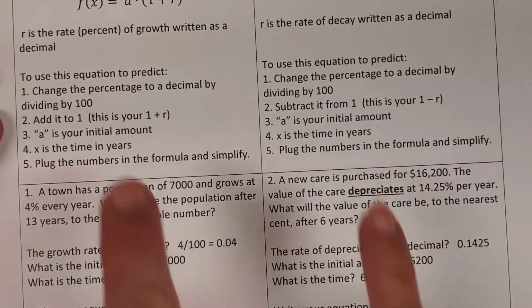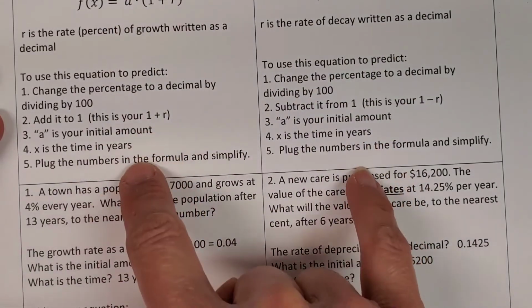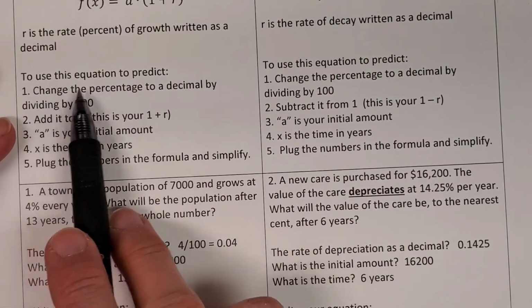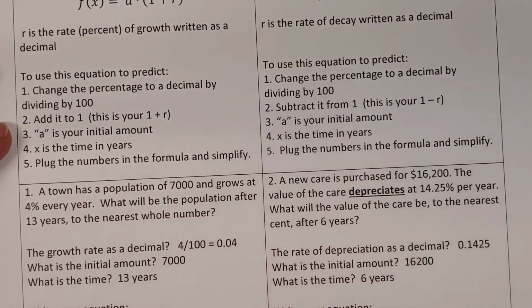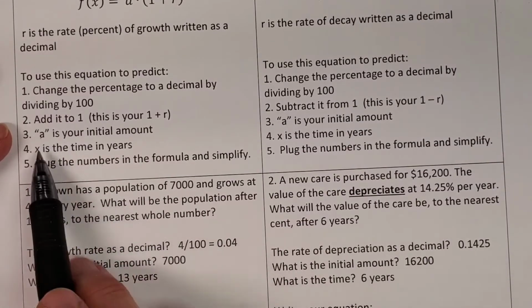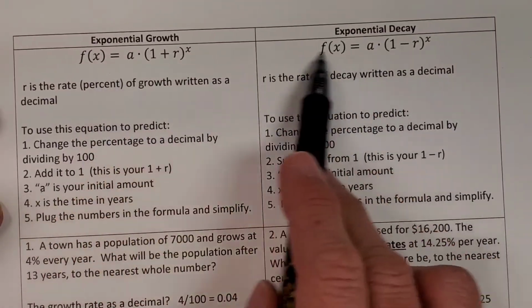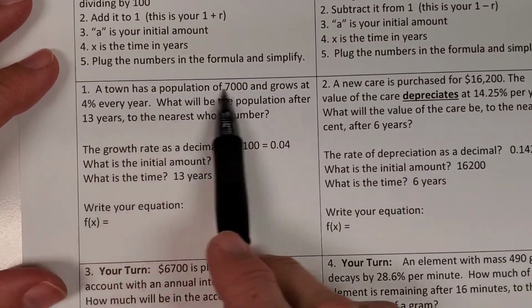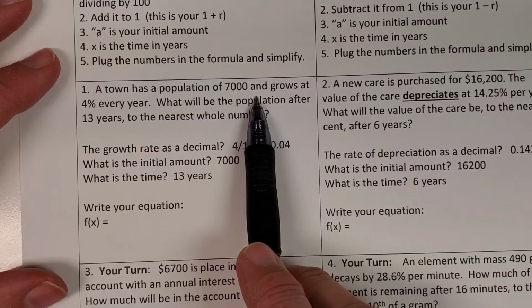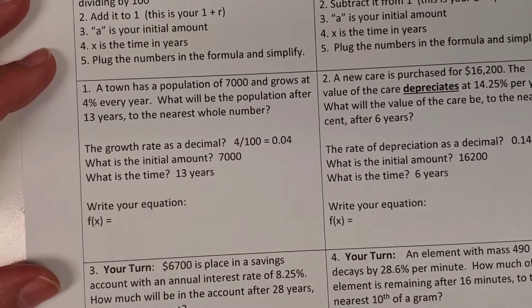Okay, so on this page, these are in your notes, this is how you do it. And then we're going to go through examples. We're going to do some word problems, but this is what I will be referring to when I'm talking about what all these things are. So A is the initial amount, X is your time in years. We're going to plug things into this formula, so you need to know those formulas. That's what we're using. So question number 1 says, a town has a population of 7,000. Population growth and decay: we use exponential functions for population growth.